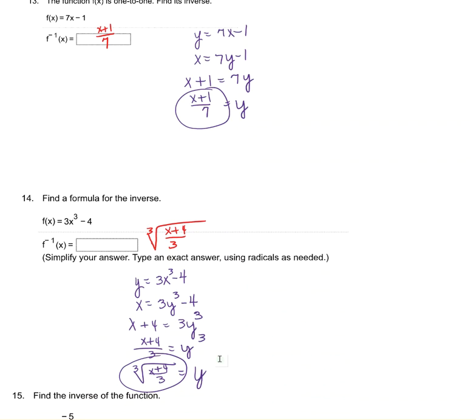14, find a formula for the inverse. y equals 3x cubed minus 4. Switch x and y. We're going to solve for y. So we're going to add 4. We're going to divide by 3. Then we're going to take the cube root of both sides. So it's the cube root of x plus 4 over 3.